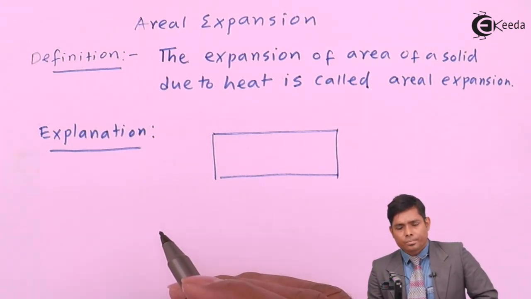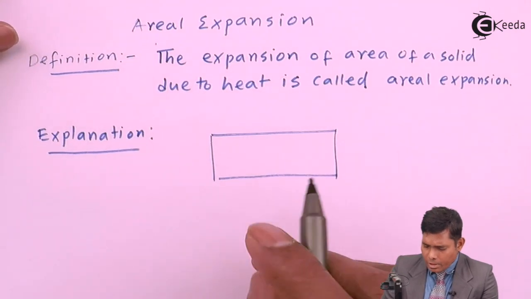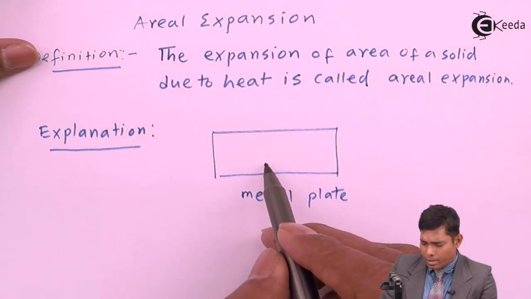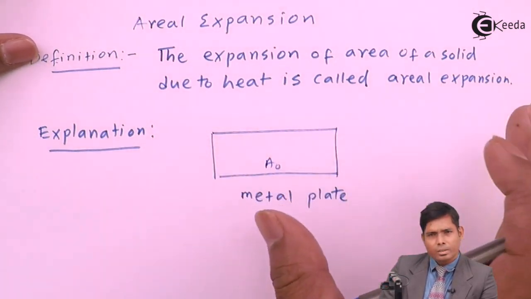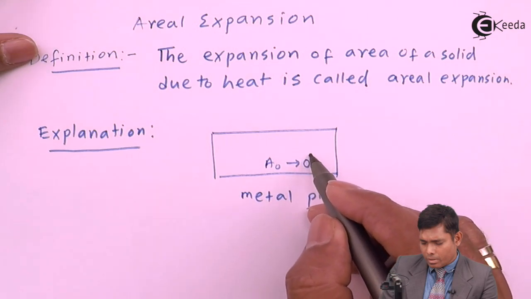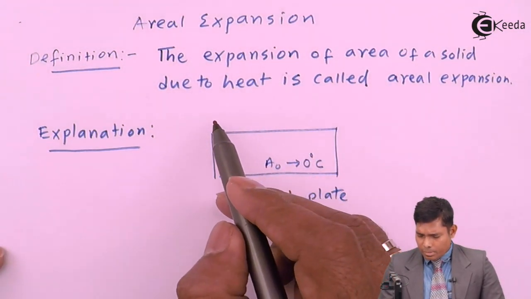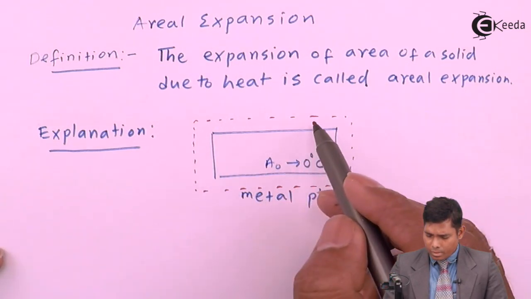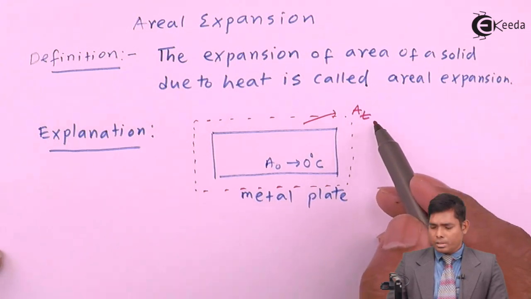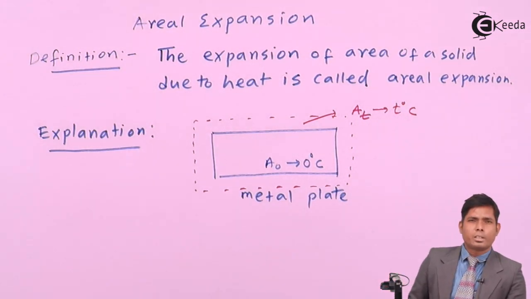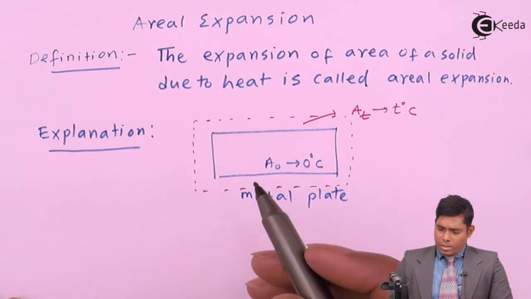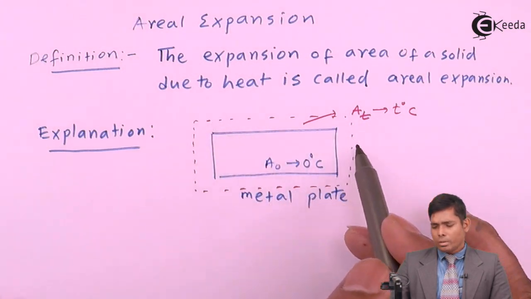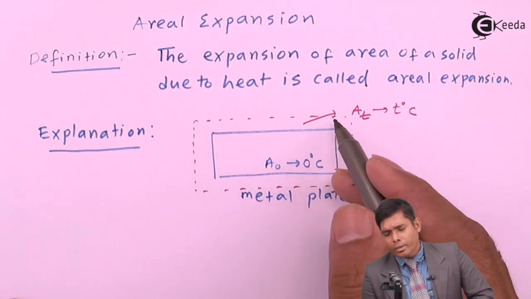A plate is considered, and let L0 be the length of the plate. It's a metal plate. So the area is A0, corresponding to temperature 0 degrees centigrade. Upon heating this expands, and the area will be larger than the previous one. Suppose this is AT, the area at temperature T degrees centigrade, when the temperature is increasing from 0 degrees centigrade to T degrees centigrade. So this is the transformation: the original area A0 at temperature 0 degrees centigrade is converted to AT, a greater area at temperature T degrees centigrade. So our aim is to find AT.